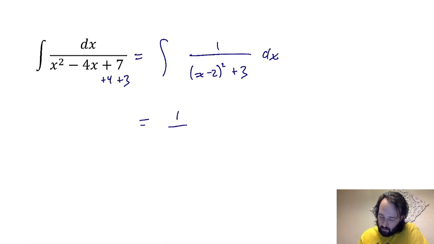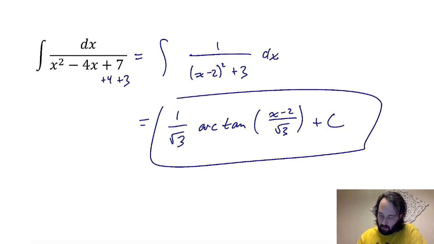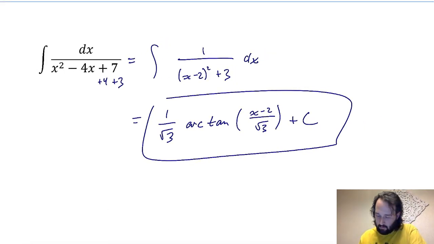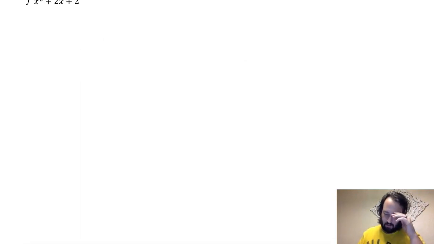So this is 1 over root 3 arctan of x minus 2 over root 3 plus c. And that's it. All right. This one's a little bit more annoying, but still not horrible. It's just going to change how I want to look at it. And I think this is our last one.